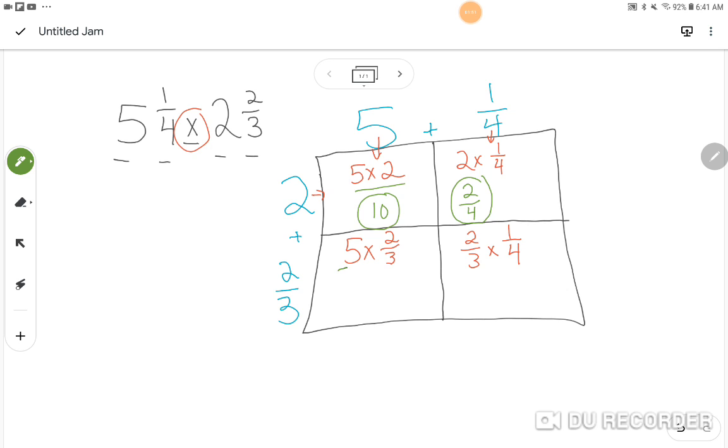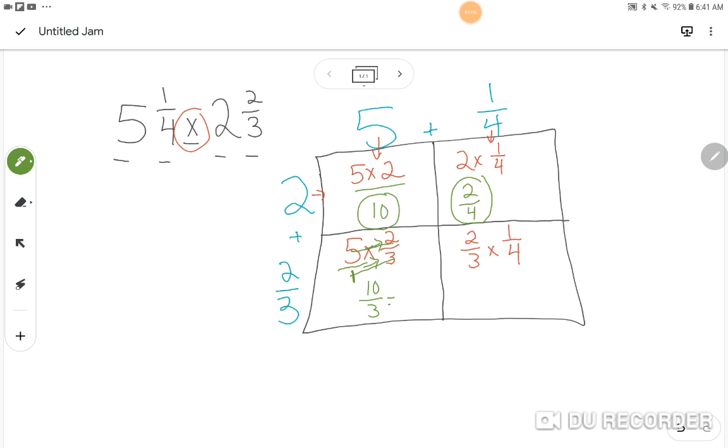Or you could take any whole number, like 5, put it over 1, and then you can just multiply straight across. So here we're going to get 10/3, right? 5 times 2 is 10. 1 times 3 is 3. But we can't leave it like this, okay?